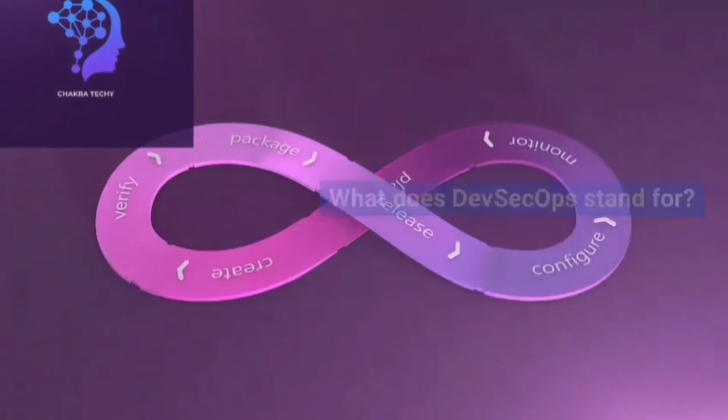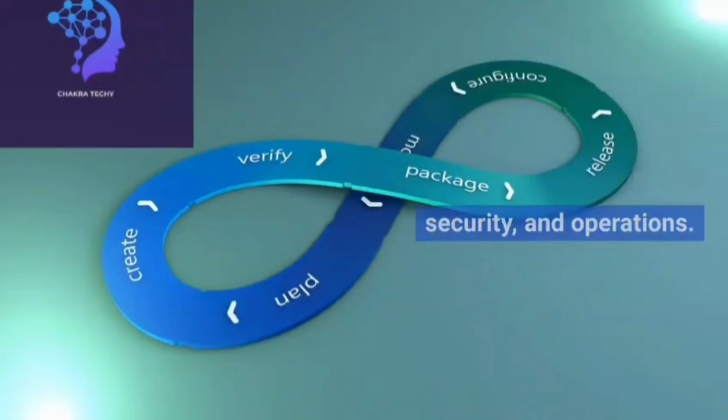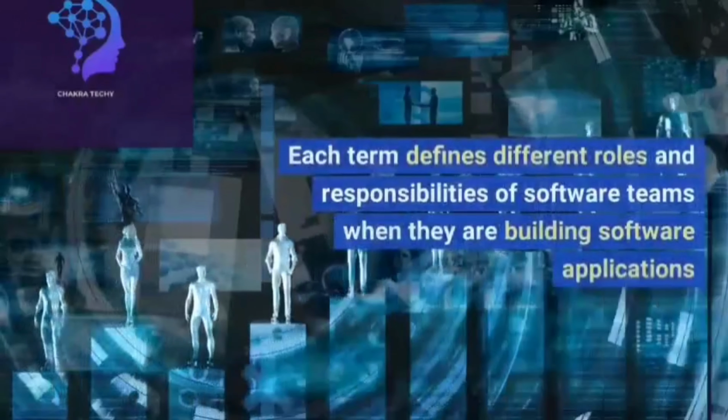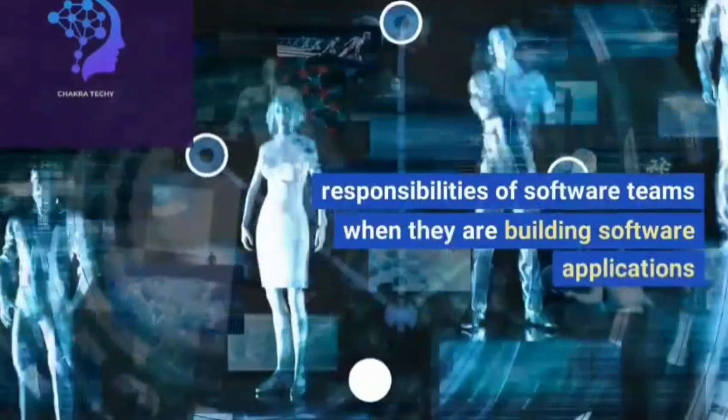What does DevSecOps stand for? DevSecOps stands for Development, Security, and Operations. It is an extension of DevOps practice. Each term defines different roles and responsibilities of the software teams when they are building software applications.